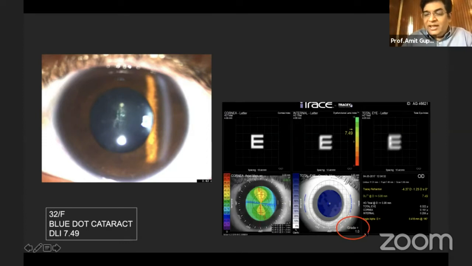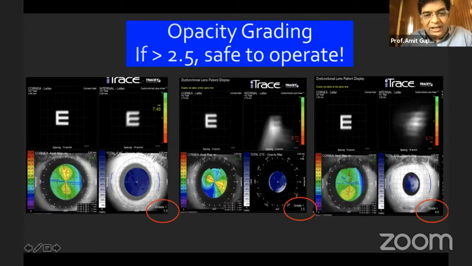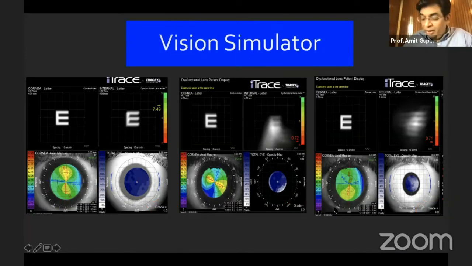Many times there are different grades of blue dot cataract, and we wonder how we can decide whether this patient needs cataract surgery or not. The iTrace gives us a grading of the cataract, which is based entirely on the laser beams going into the eye and how they are analyzed. Any grade which is more than 2.5 is safe to operate on. It means that the quality of vision after cataract surgery will be significantly better in this patient. We can see these are different grades of cataract or opacity grade on the iTrace.